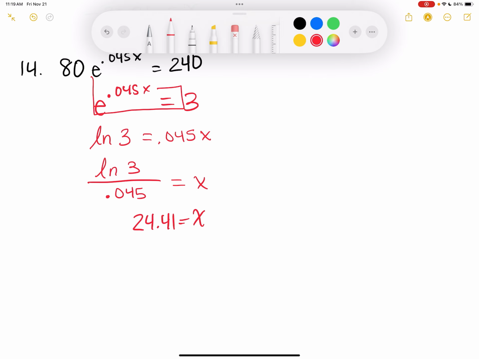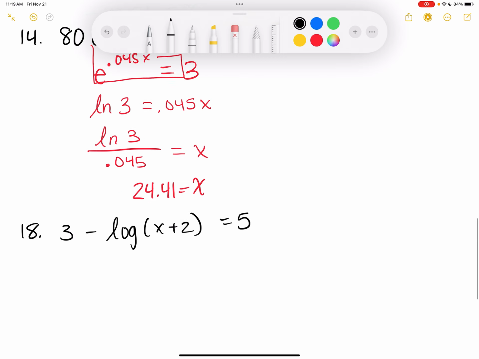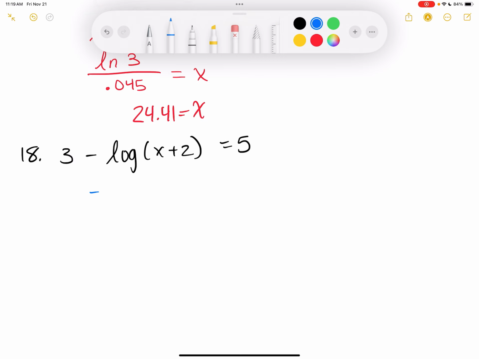All right, both of those were exponentials. They started as exponentials. Let's look at one that's a log. Number 18: 3 minus the log of x plus 2 is equal to 5. First, minus 3. So I have negative log of x plus 2 equals 2. Divide by negative 1. The log of x plus 2 equals negative 2.